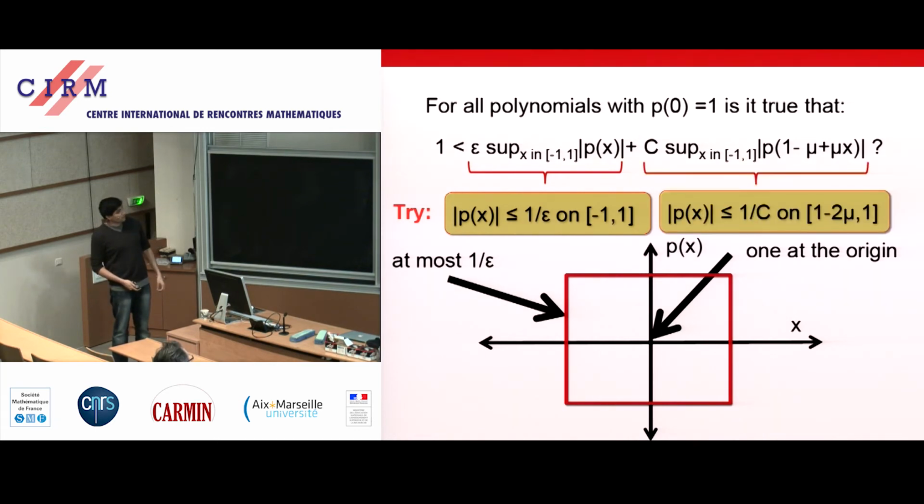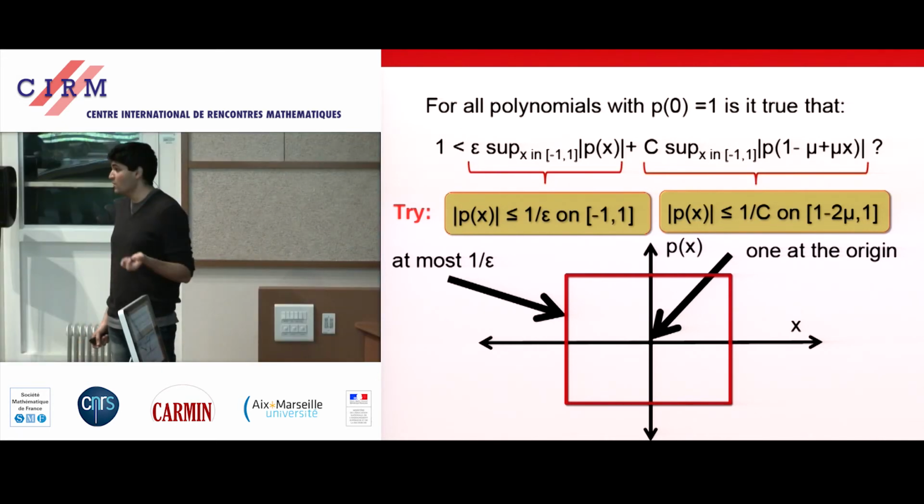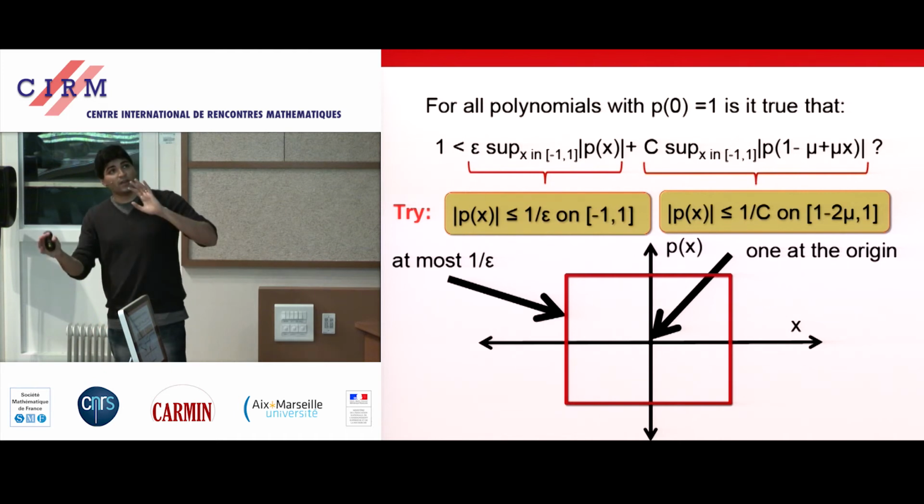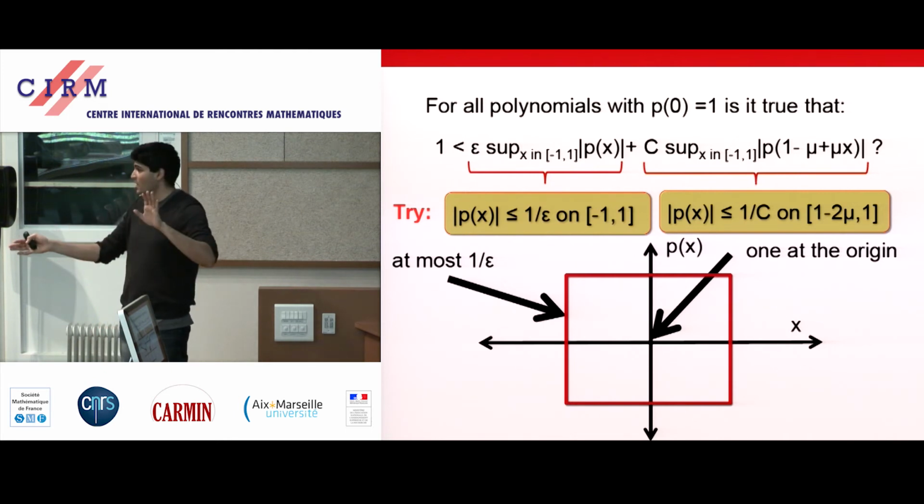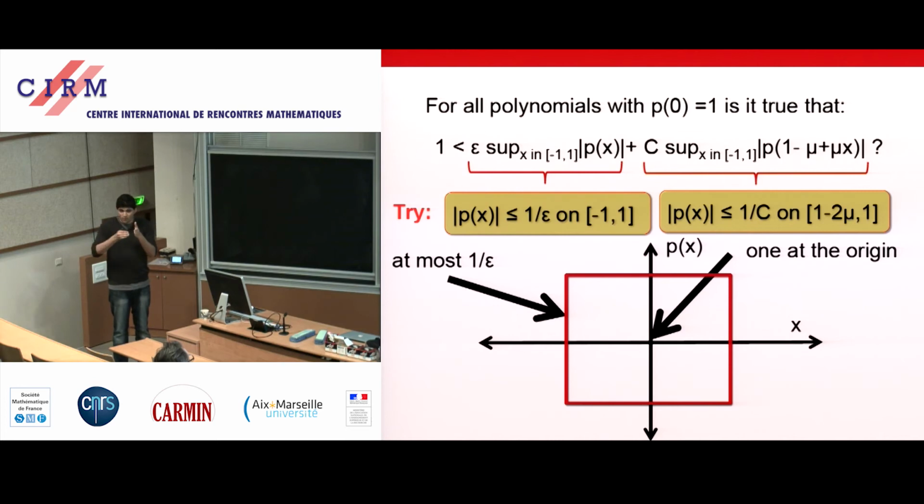And the polynomial, by virtue of the second part, is at most 1 over c on this interval 1 minus 2 mu to 1. Because I plug in all values of x between -1 and 1, and that's just ranging over some different space. So it has to be really tiny here. So the question is, can you find a polynomial that's 1 at the origin, is really tiny in some small interval outside of 0, and is not too large on the entire interval?